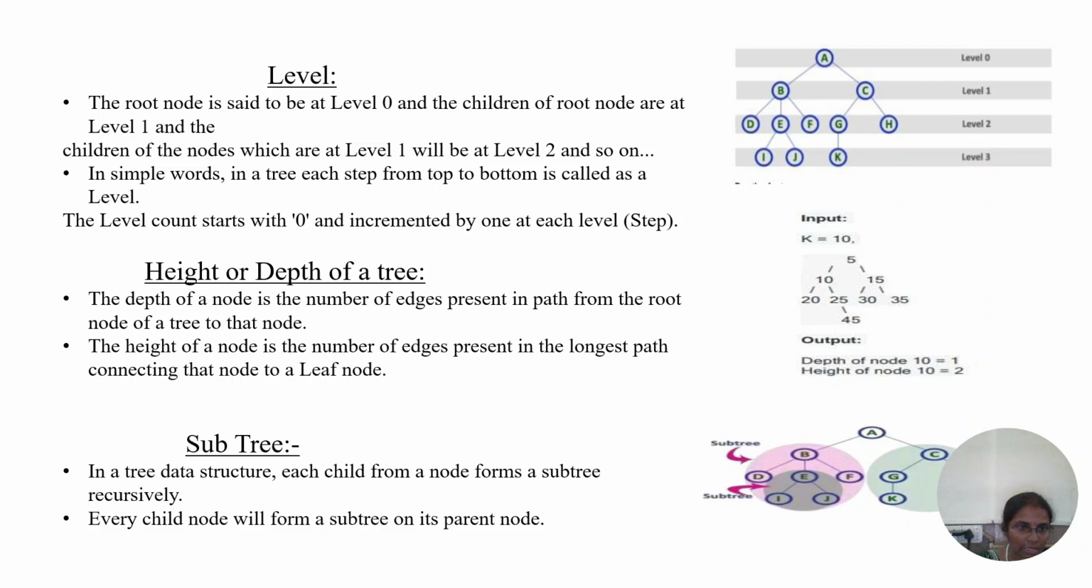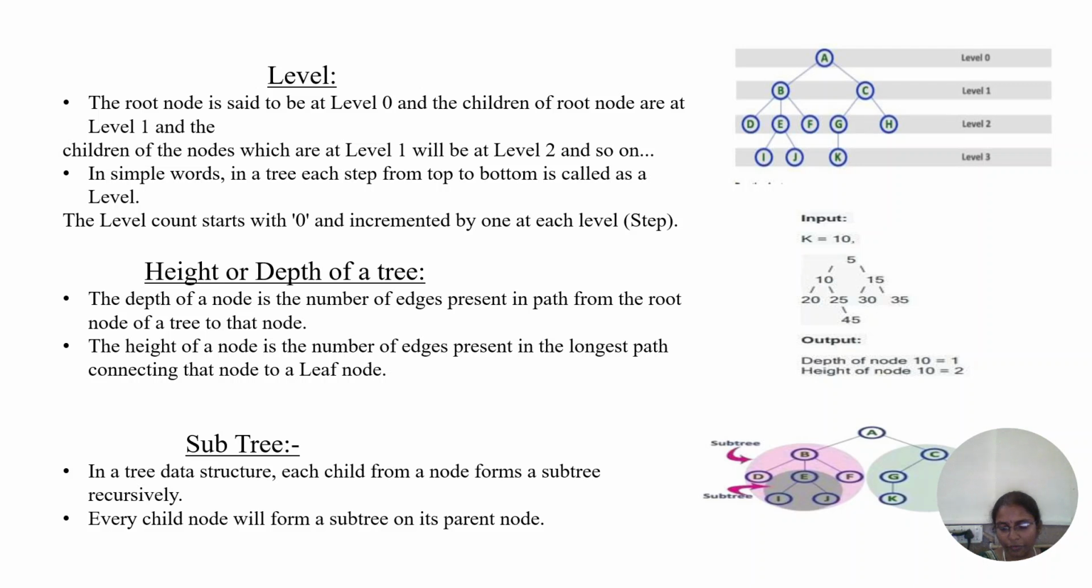What is meant by a subtree? In a tree data structure, each child from a node forms a subtree recursively. That means the root node is only one node and each child from the other nodes is called a subtree. Every child node will form a subtree on its parent node.